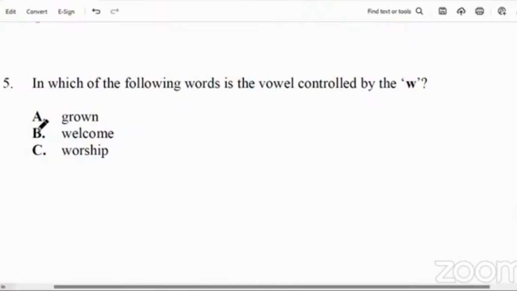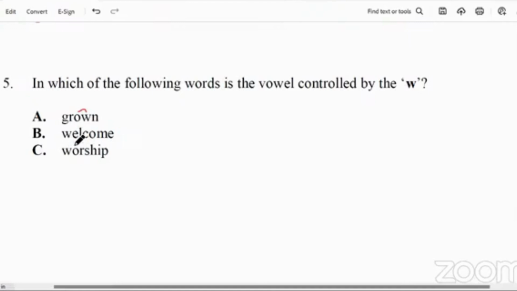A says grown, B, welcome, C, worship. In the first case, if we look at what the rule would say, when you have one vowel, it's a closed syllable, then the O should have made the short sound, but because of the W, it makes the long sound, grown. So the vowel sound is being controlled by the W in option A. But let's look at the others.